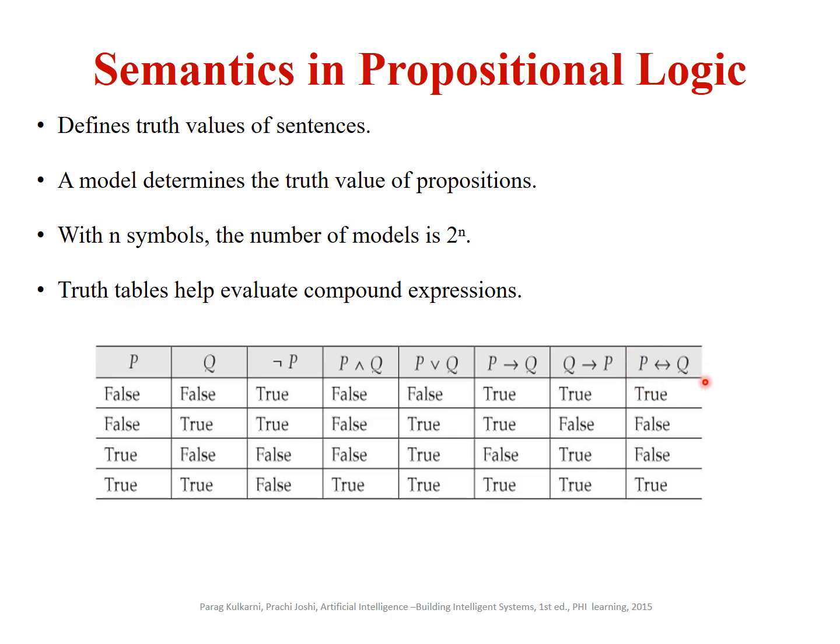This is bidirectional. This is true if and only if P and Q are the same. So when P and Q are false, this is true. Here P and Q are true, this is true.